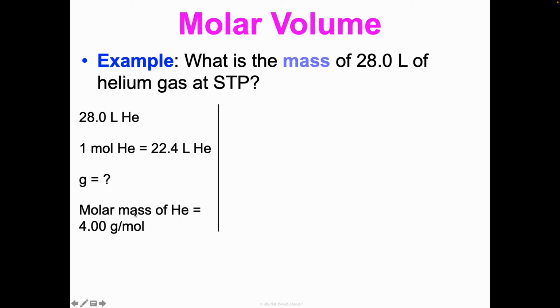Now we can do this. It's just going to be one step further. So I've got 28.0 liters of helium. For every 1 mole of helium is equal to 22.4 liters of helium, but I'm going to put the liters in the bottom because remember, I want these to cancel out.